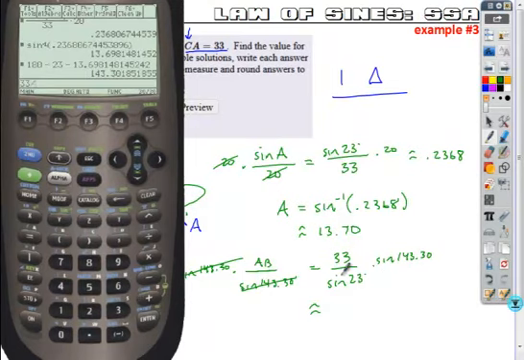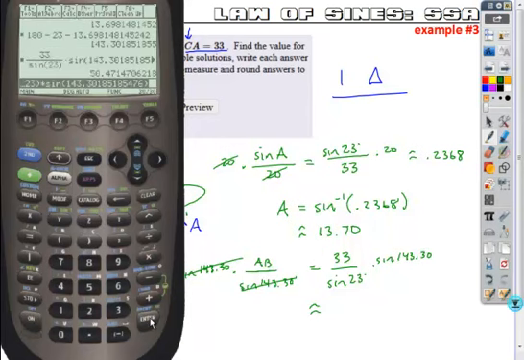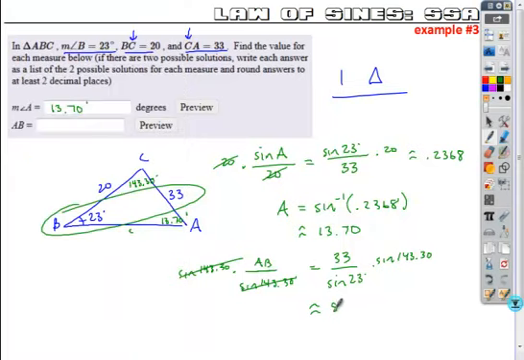33 divided by the sine of 23, all times the sine of, and I'm just going to highlight my exact answer. Again, anytime you're doing calculations, use exact answers. Highlight the values from your calculator. Don't enter rounded answers. You're going to be off by some decimals if you do. Once I get my solution here, I get 50.47, and that would be my side length here.